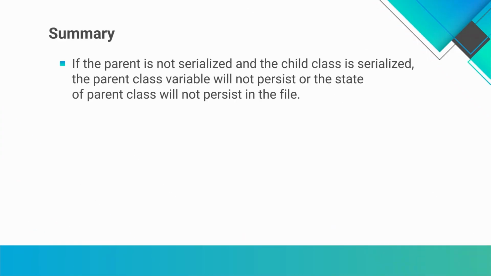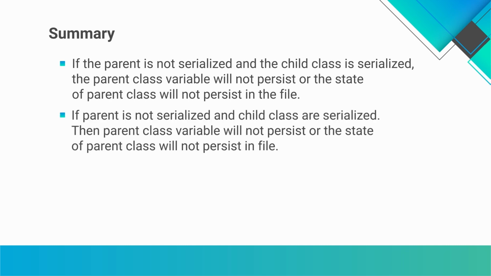So to sum up everything here about inheritance and serialization, if a superclass is serializable, then according to normal Java interface rules, all subclasses of that class automatically implement Serializable implicitly. It happens. I don't have to do anything extra within the code. But on the other hand, if the parent is not serializable and the child class or classes are serializable, then the parent class variables will not persist. Persist is another name we use for storing the state of an object, or the state of the parent will not persist in the file.